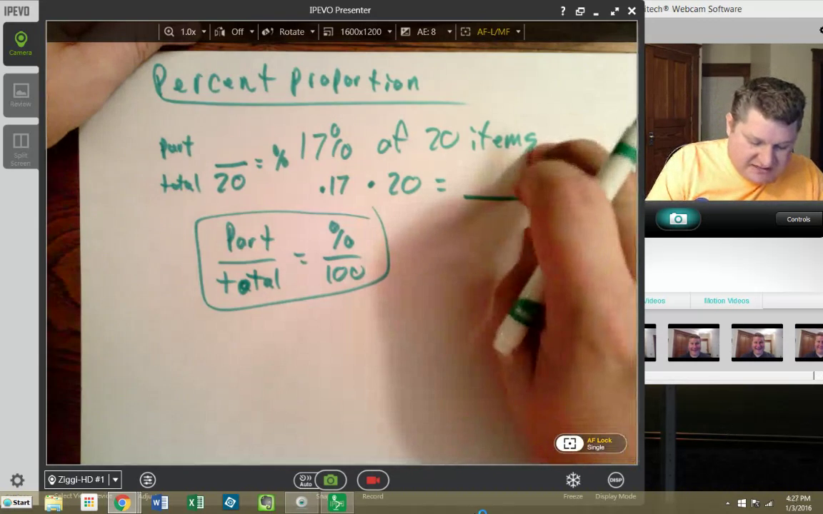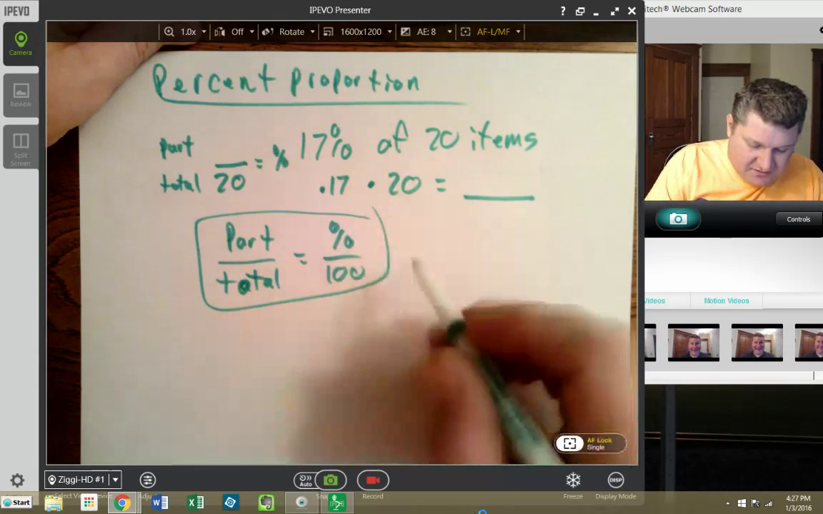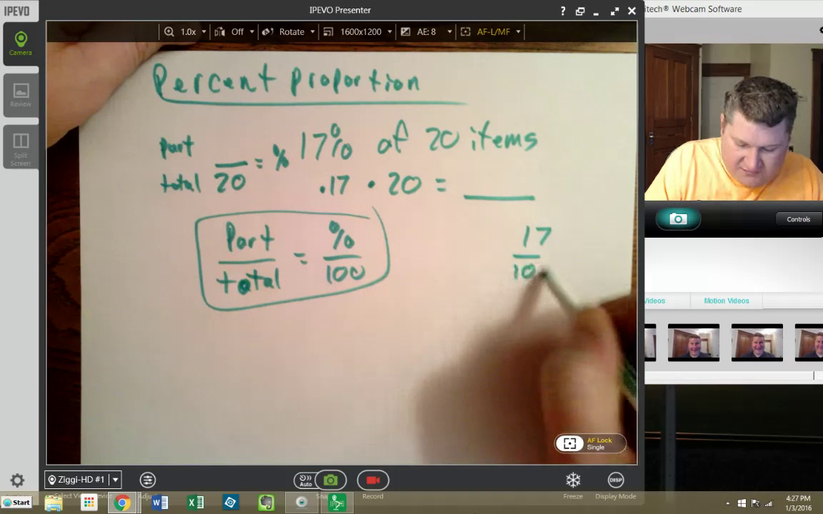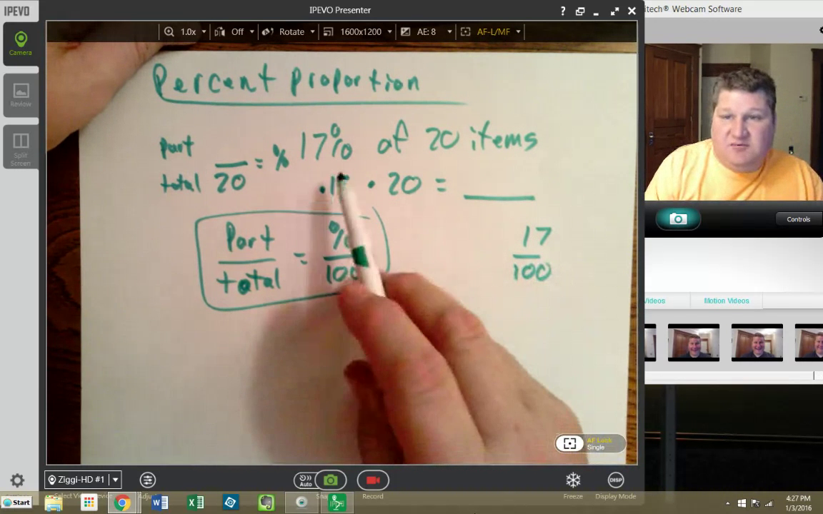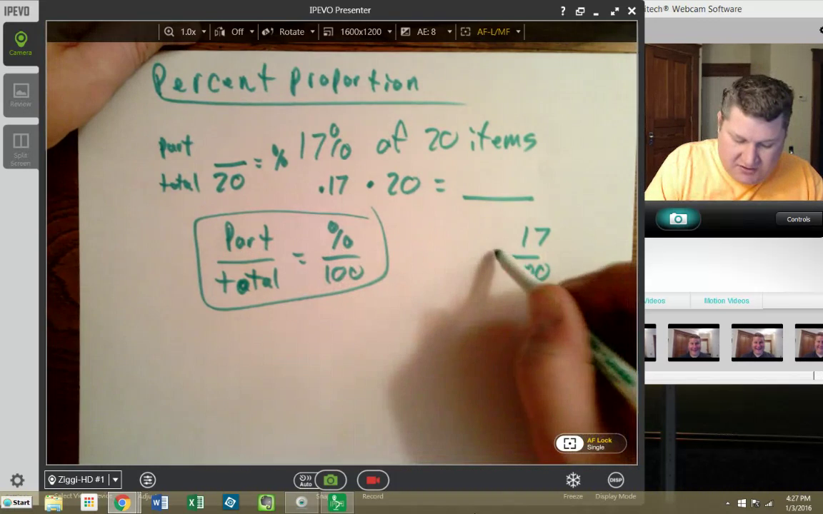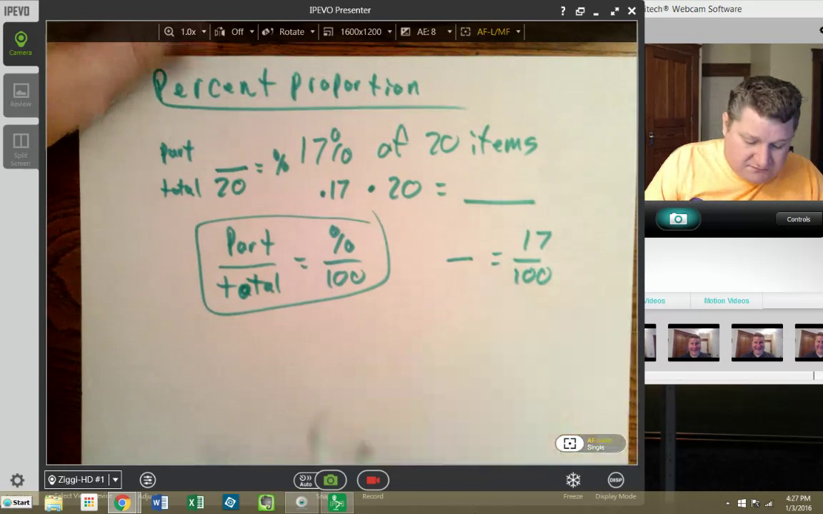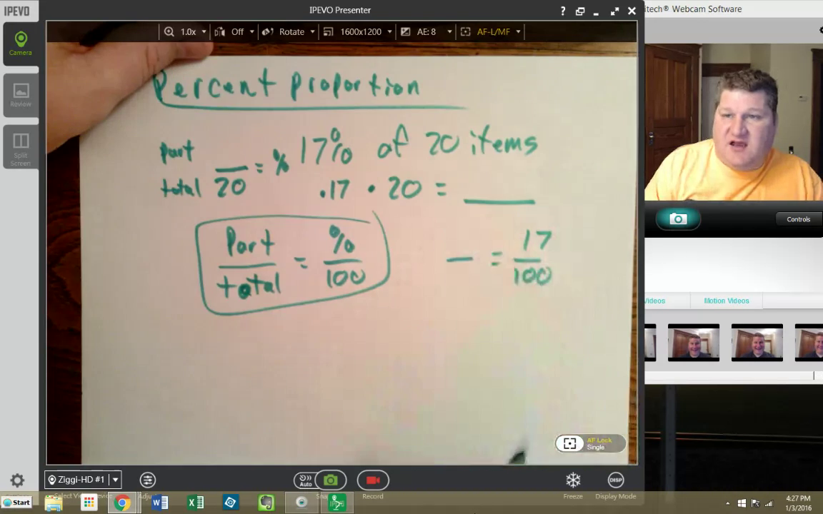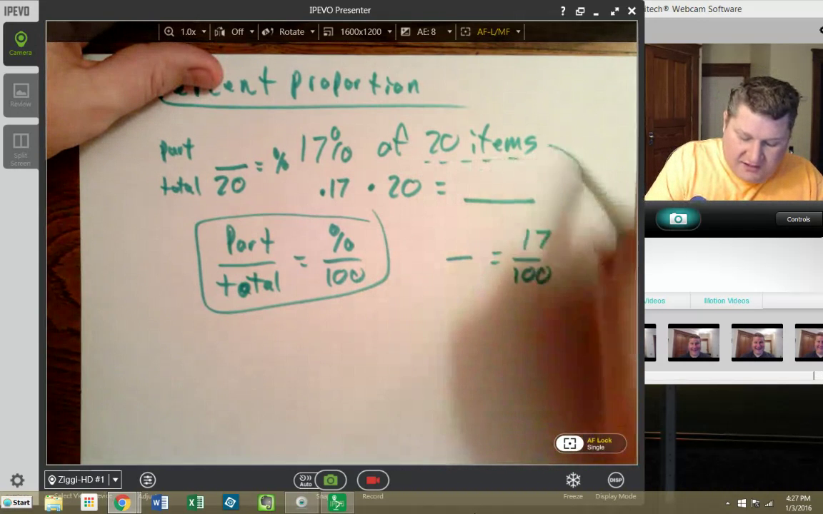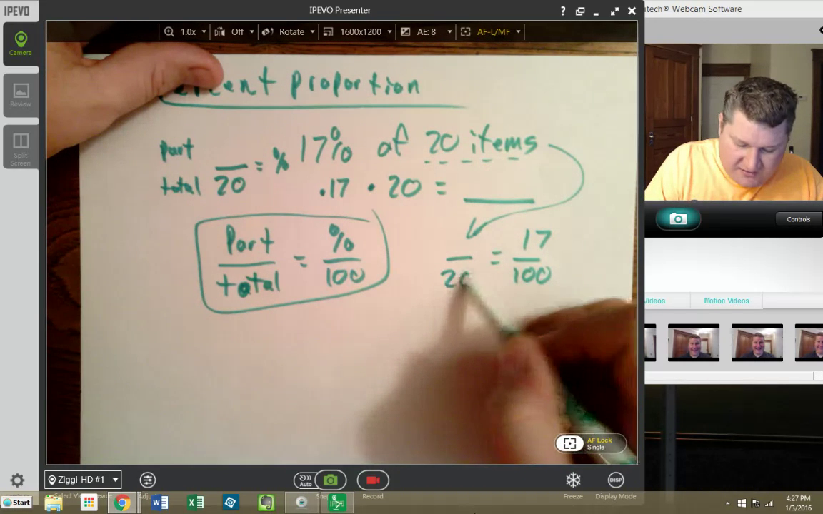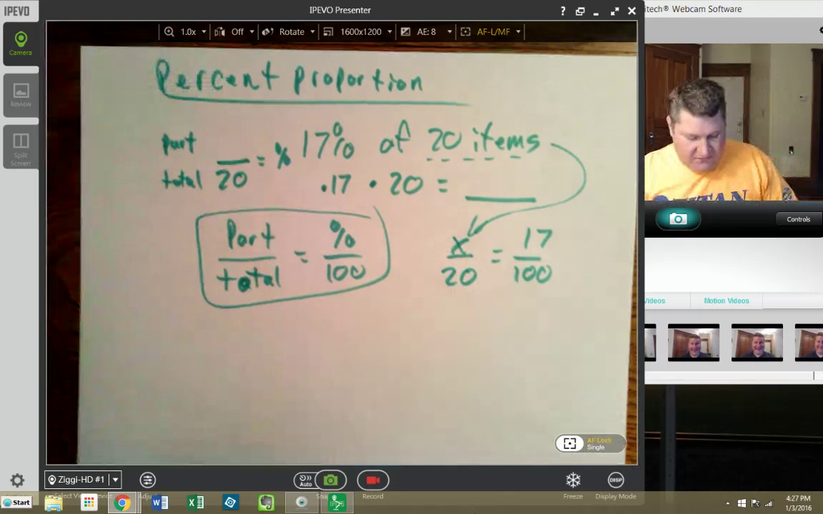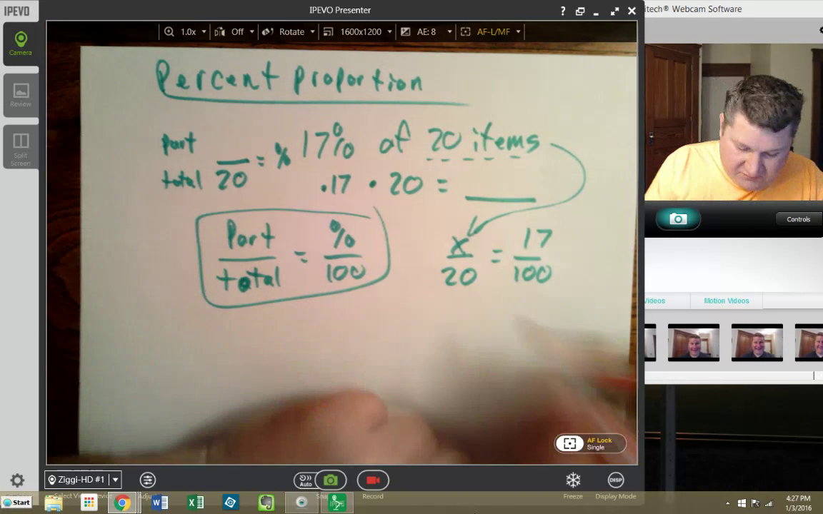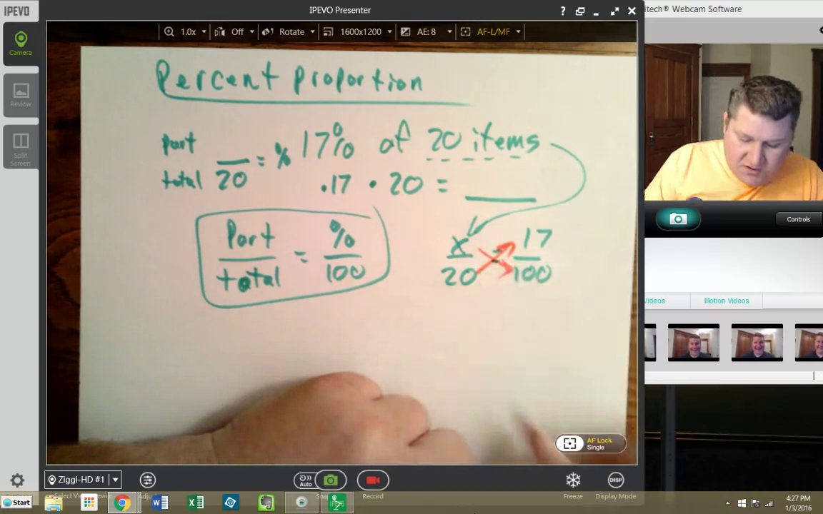So in this case, I have 17% of 20 items. So I'm going to take 17 over 100, because wouldn't that make sense, that 17% as a fraction is 17 over 100, equals part of the total. I don't know what part, I don't know how many I have, but I know I have 20 items. So let's put it right down here at the bottom. So I have x over 20 equals 17 over 100. All I have to do at this point is cross multiply.